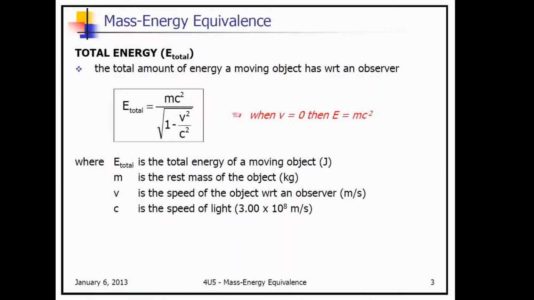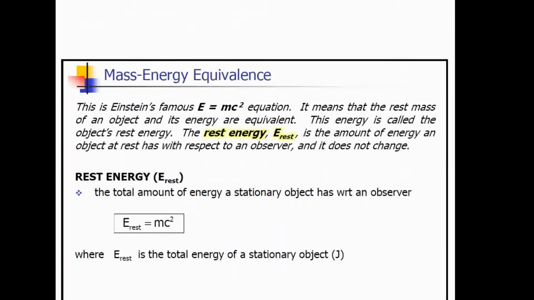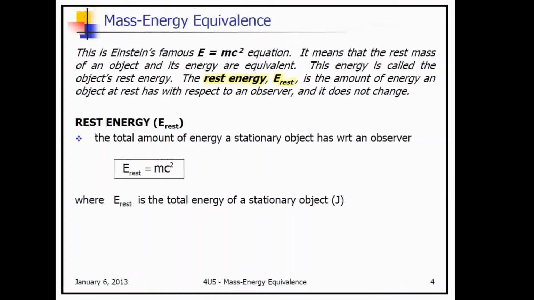And remember, when v equals 0, then E equals mc squared. And here you are again. You can write down the rest energy. So this is a different way of referring to that E equals mc squared equation. Technically, when we write it in that form, it's the rest energy. That's the energy of an object at rest. That's when its mass is its proper mass, it's not moving.